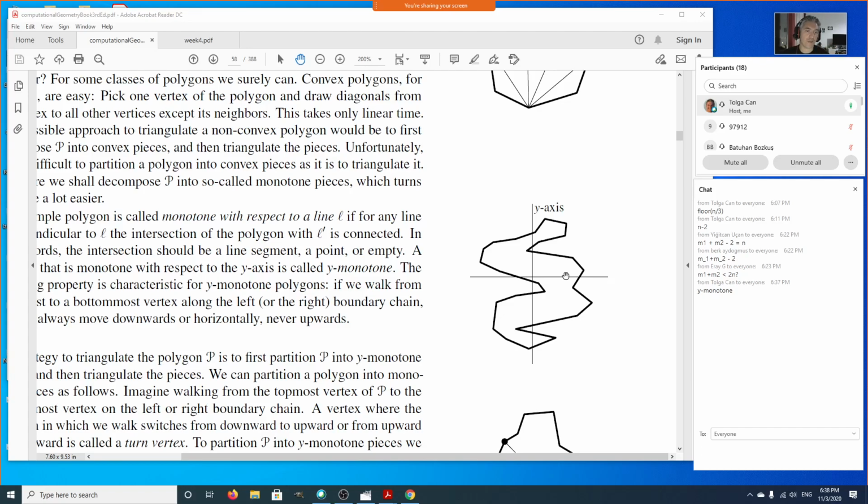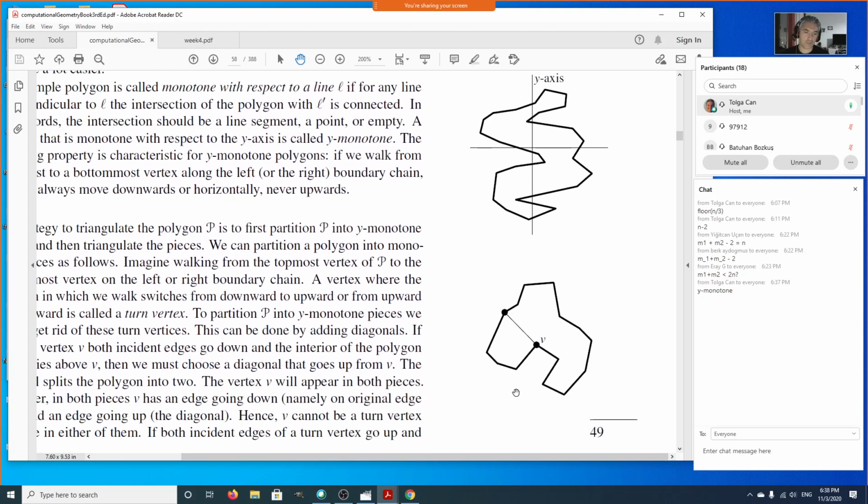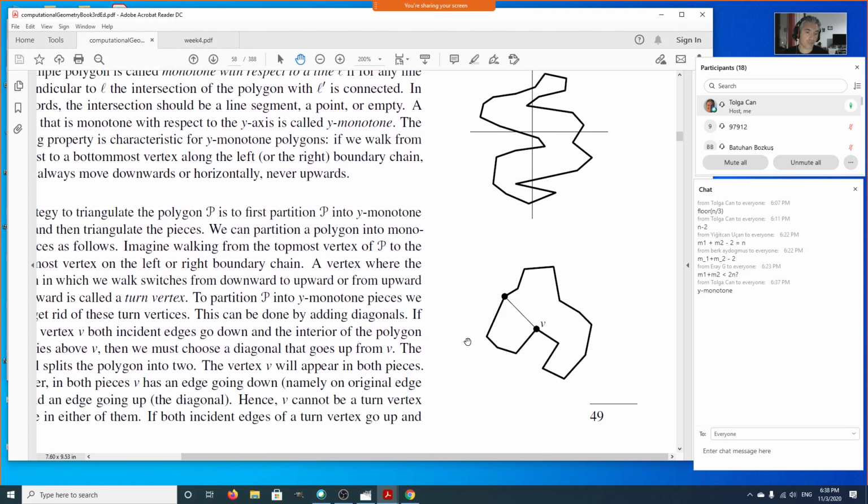That makes it y-monotone. So this one, for example, is not y-monotone. If I draw a horizontal line just below this vertex V, as you can see, this line intersects the polygon in two segments. One is here, the other is here. So if there is more than one segment the line is intersecting, it's not called y-monotone. It's going to be monotone if the intersection is just one region.